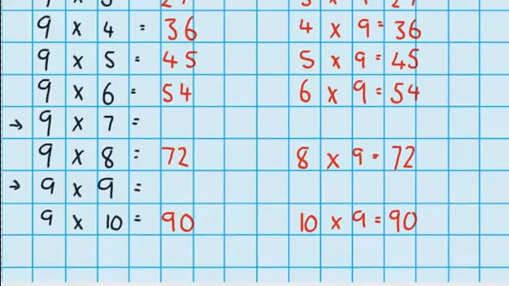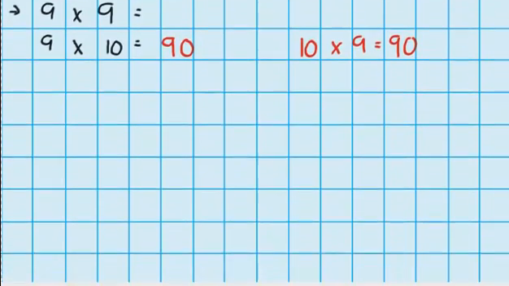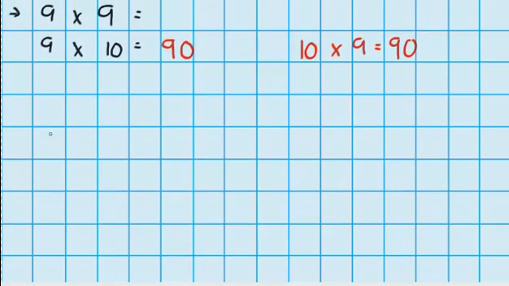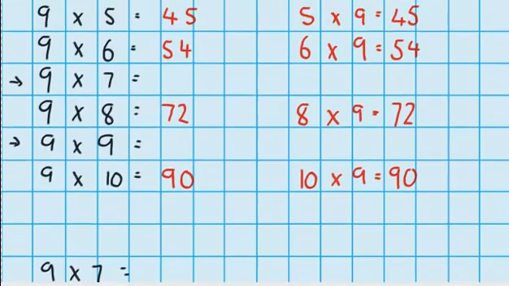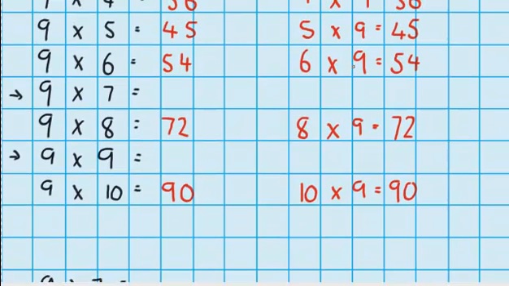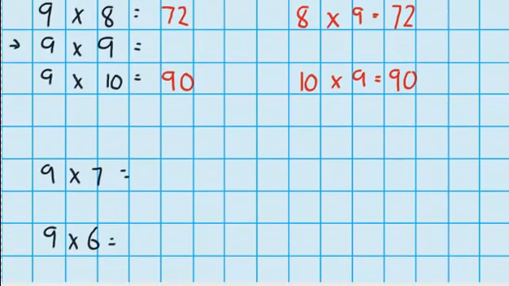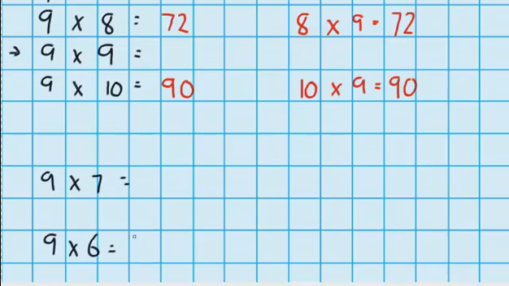So let's start with 9 times 7. Now to help me work this out, I'm going to use 9 times 6, because I already know the answer to that. You can see back up here, I know 9 times 6 because I have done 6 times 9. So 9 times 6 is 54. Now I want to start by thinking about what that looks like. So it's 9 groups with 6 items in each group.